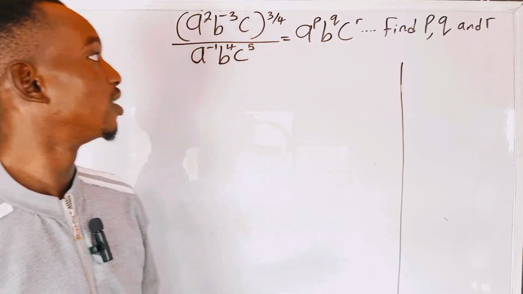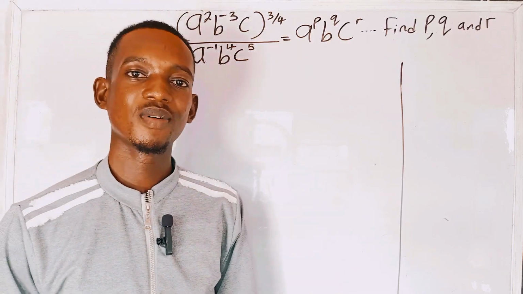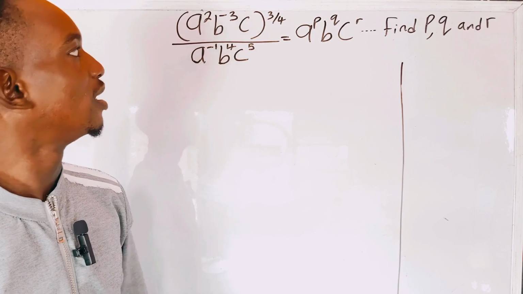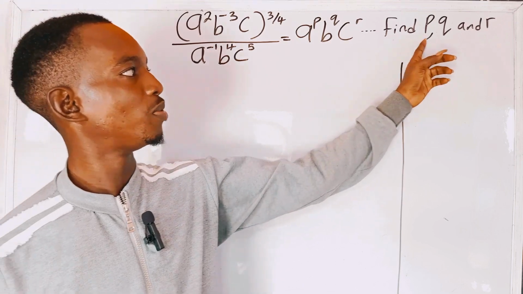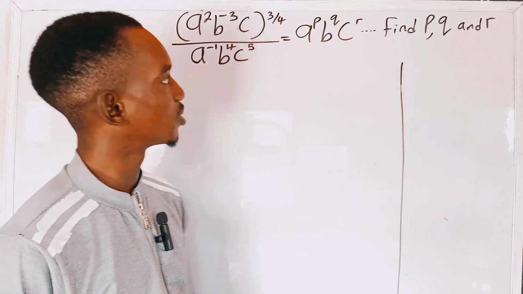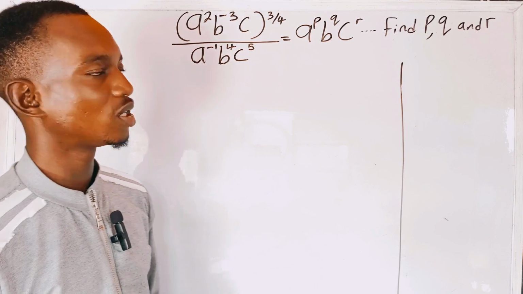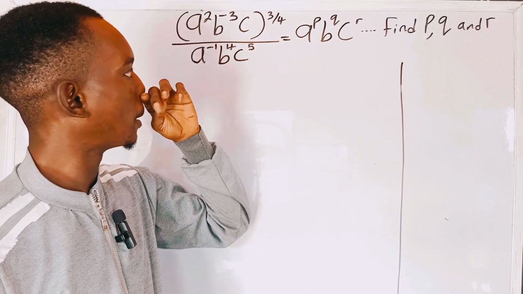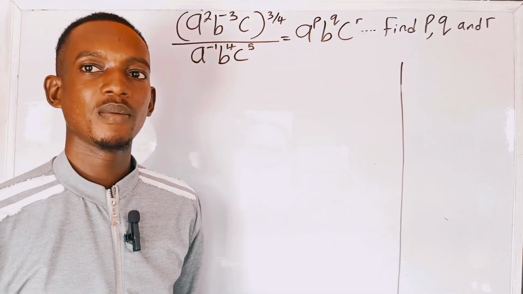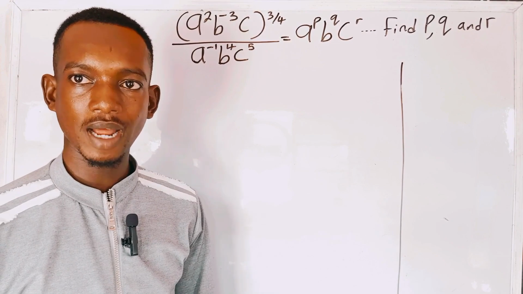Hello guys, so can you solve this JAMB indicial equation? In this equation, we have been told to find the value of P, Q and R. If we study this equation, we'll find out that it will be very hard for us to get the values of P, Q and R by solving for them directly.